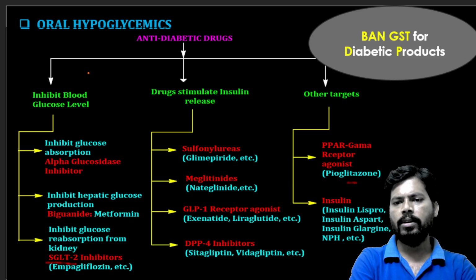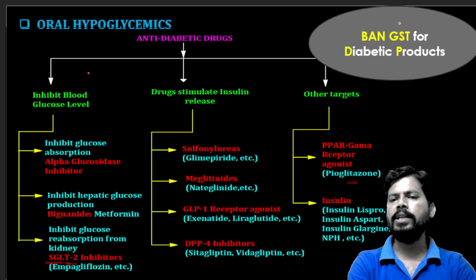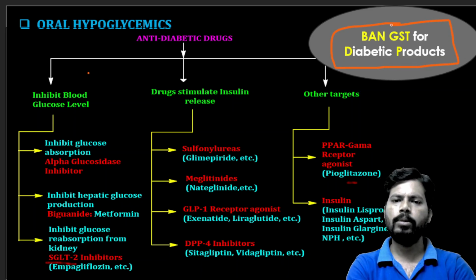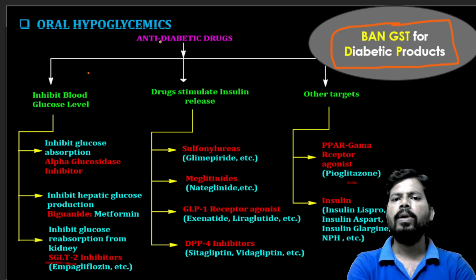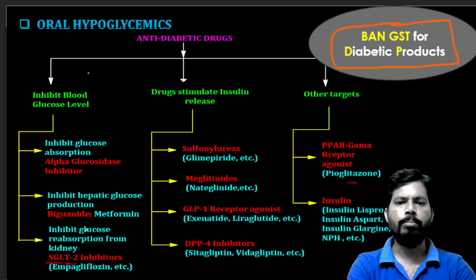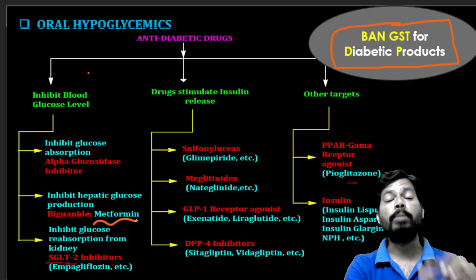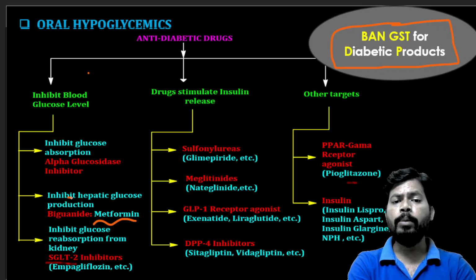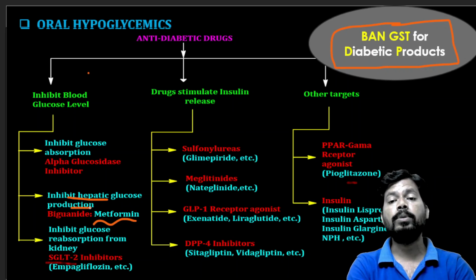So here I will give you a trick, that is BAN GST for diabetic products. B means biguanides, metformin, fenformin. What do biguanides do? They inhibit hepatic glucose production. They decrease production of glucose from the liver.